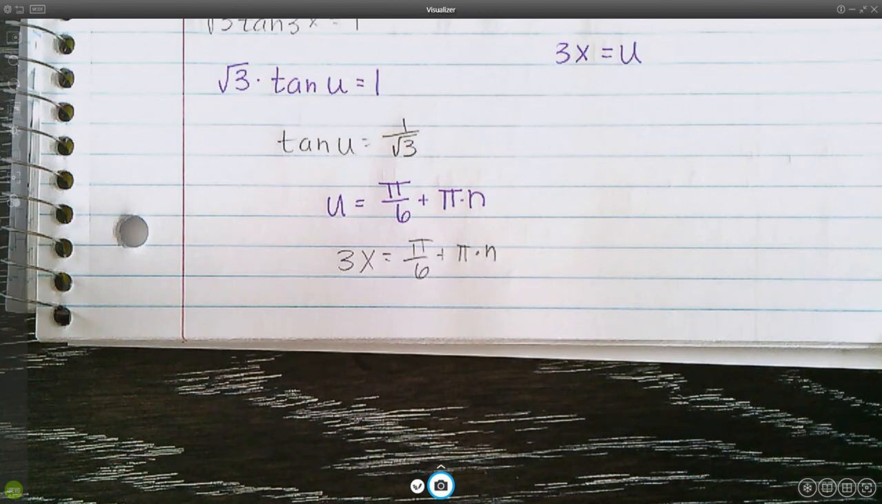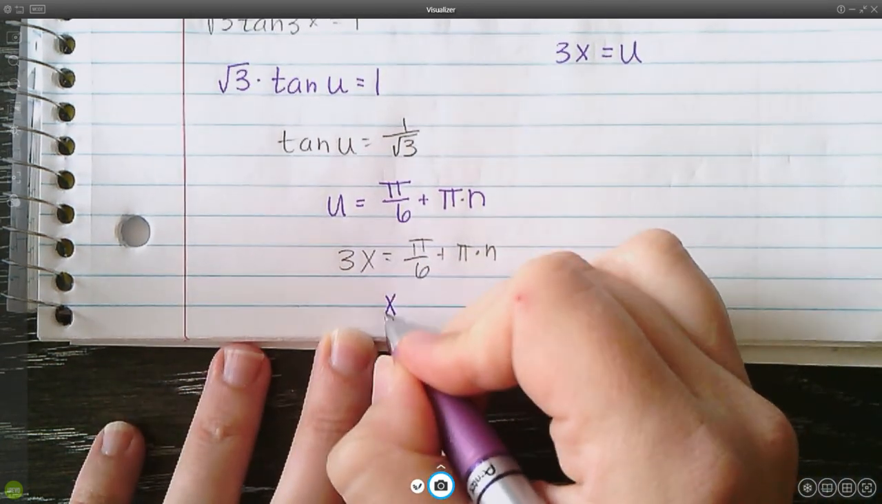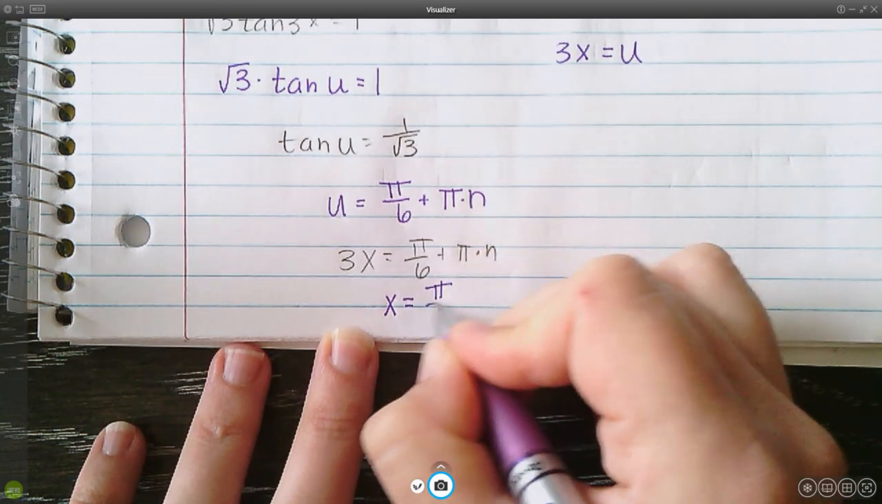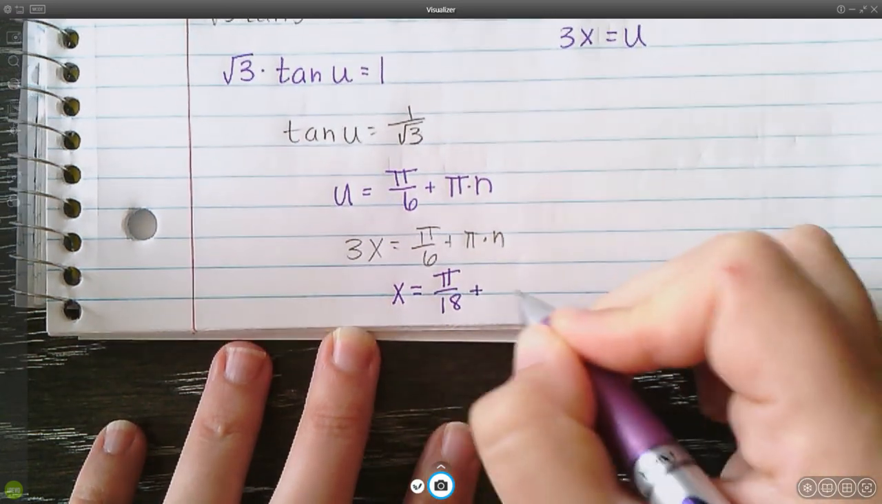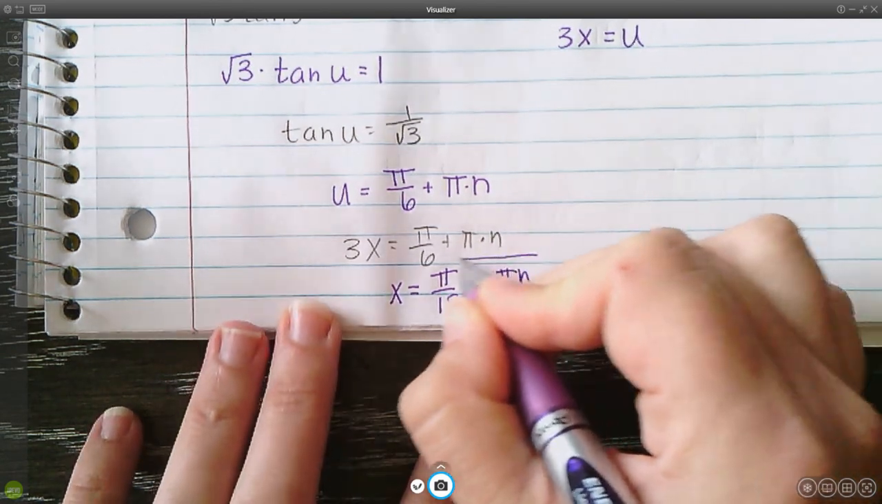Divide both sides by 3. Dividing by 3 is the same as multiplying by a third. So we will have x equals pi over 18 plus, divide this by 3, pi n over 3. And that is our answer.